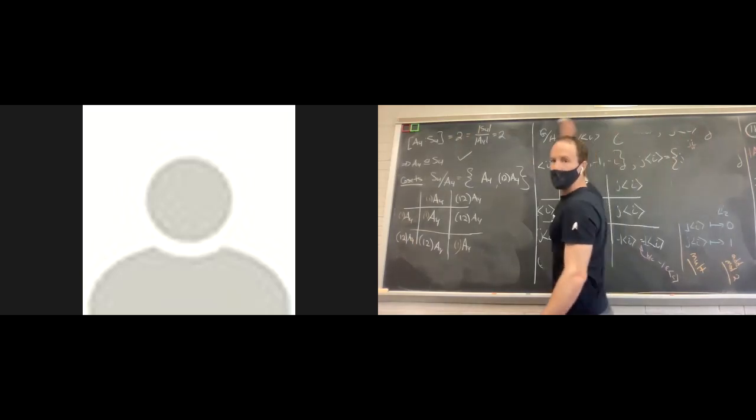All right. So D4, the dihedral group of order 8, the dihedral group of the square. It's made up of 4 rotations and 4 reflections. So it's useful to write down all those rotations and reflections real quick.